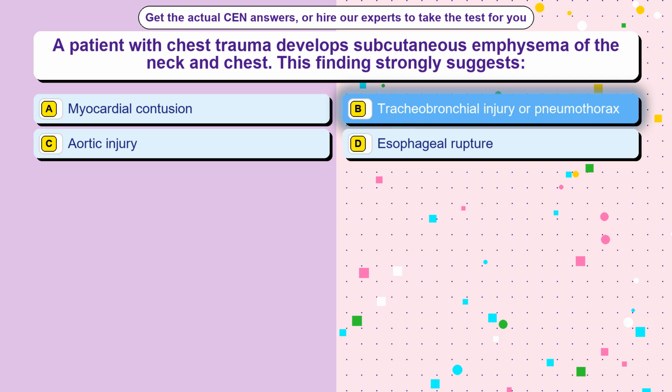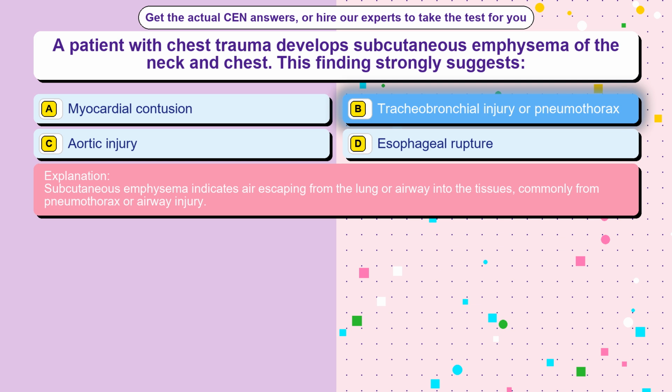The correct answer is option B, tracheobronchial injury or pneumothorax. Subcutaneous emphysema indicates air escaping from the lung or airway into the tissues, commonly from pneumothorax or airway injury.